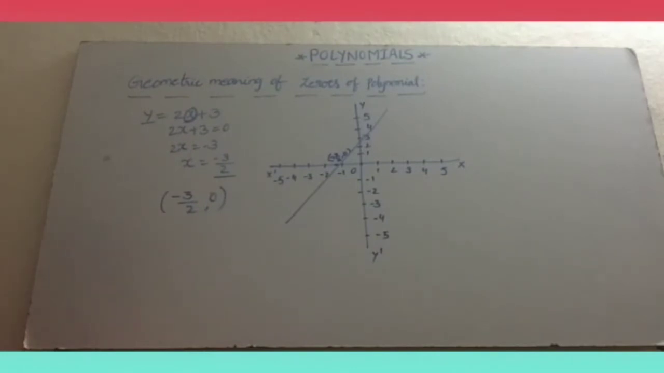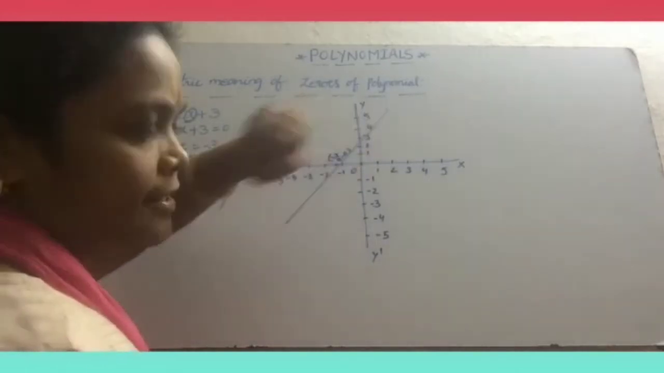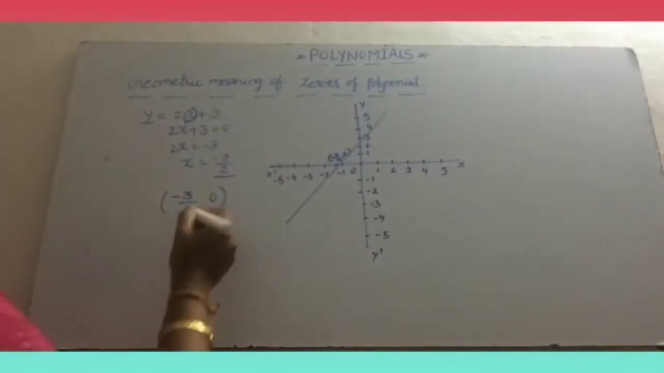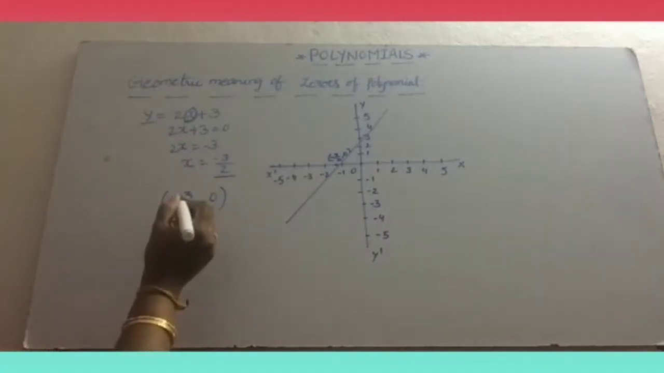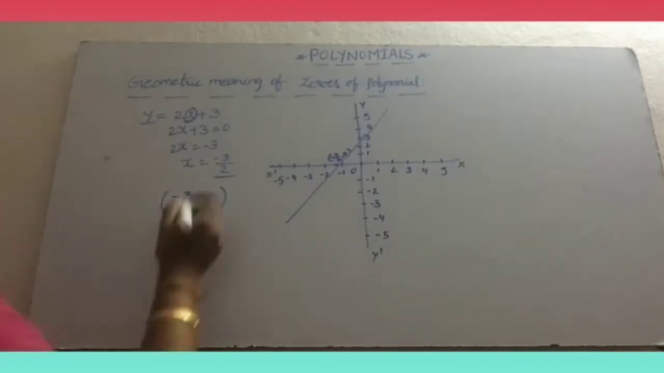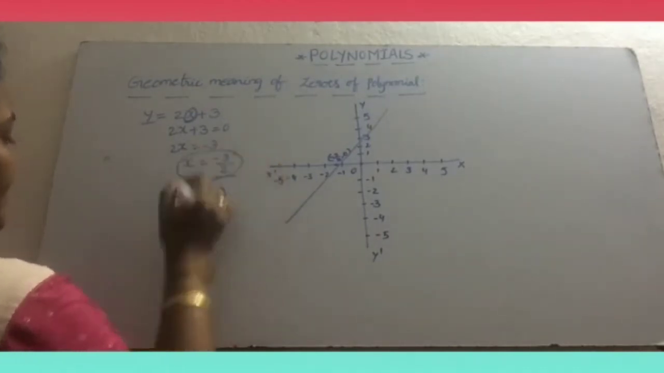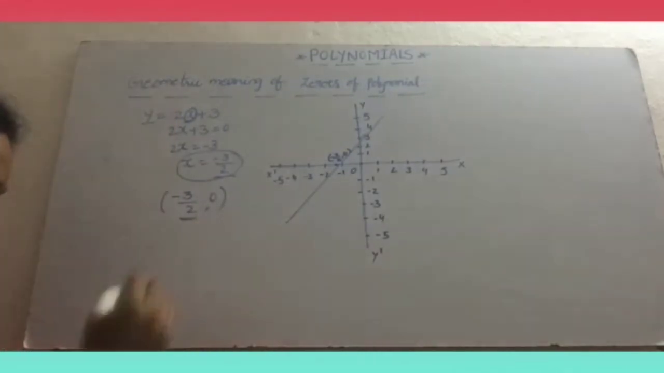So for a linear polynomial, the graph is a straight line. And here the x coordinate and the zero of the polynomial are the same.